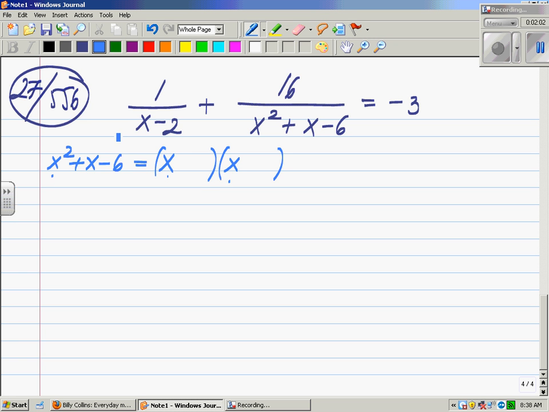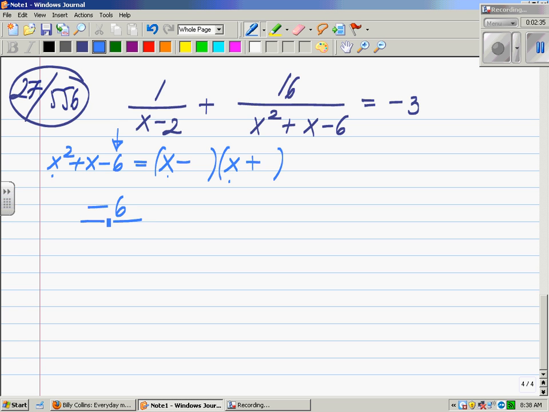Now, I'm looking at my last term here. It is a negative 6. Because it's negative, it means these two binomials will be minus and plus, because only when you multiply a negative by a positive, you get a negative answer. So I have to take my negative 6 and find two numbers that multiply by each other to give me negative 6, and if you add them will give you 1.